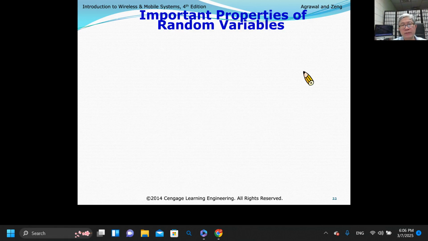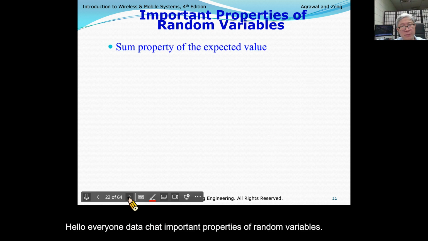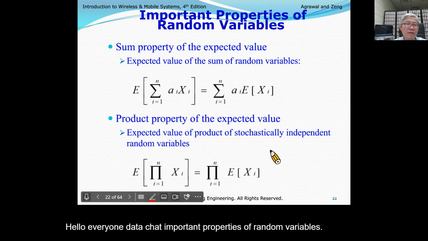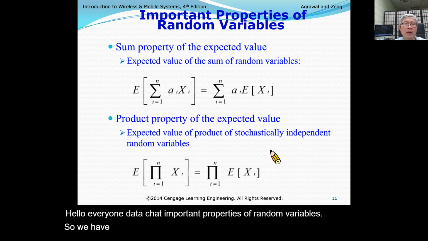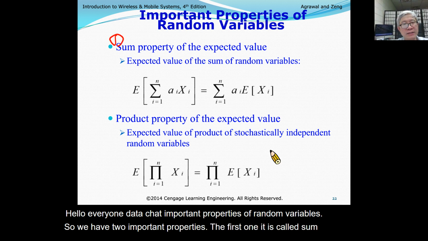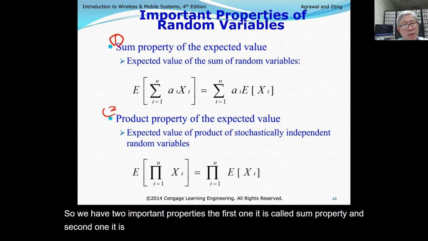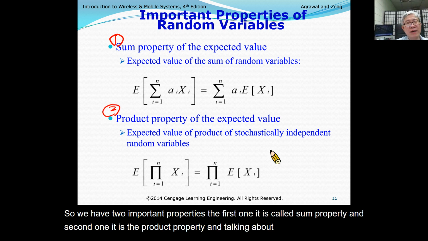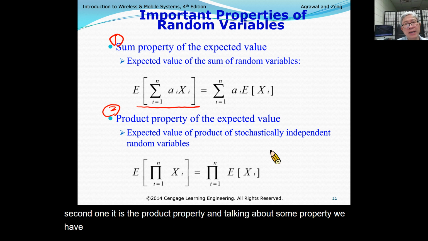Hello everyone. Let's check important properties of random variables. So we have two important properties. The first one is called the sum property, and the second one is the product property. Talking about the sum property, we have the formula here.